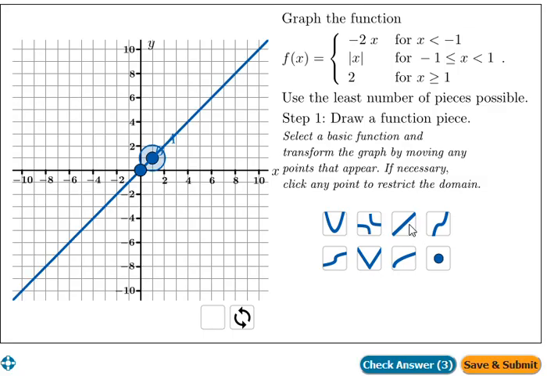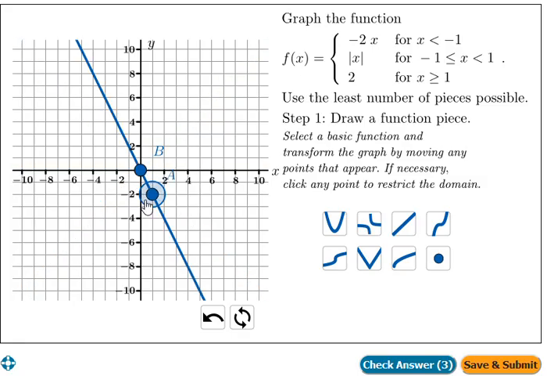So I have my line. My y-intercept is at the point (0, 0). And then my slope says go down 2, 1 to the right. Down 2, 1 to the right. You can keep going: down 2, 1 to the right. Or up 2, 1 to the right.